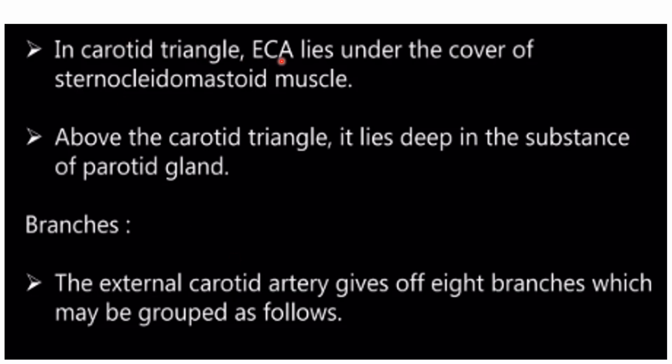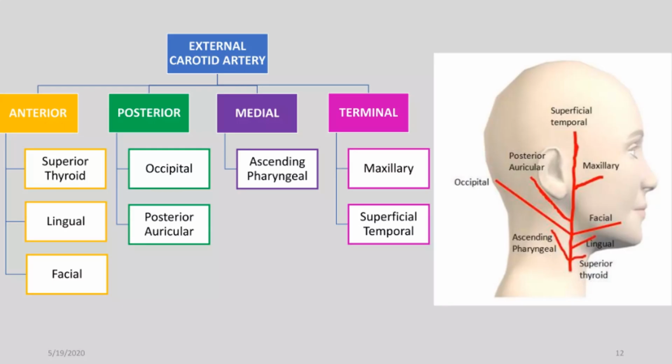So in the carotid triangle, the external carotid lies under the cover of the sternocleidomastoid. Above the carotid triangle, it lies deep to the substance of the parotid gland. The branches of the external carotid artery we will be learning in our next slides. The external carotid artery is the main arterial supply of the head and neck region.